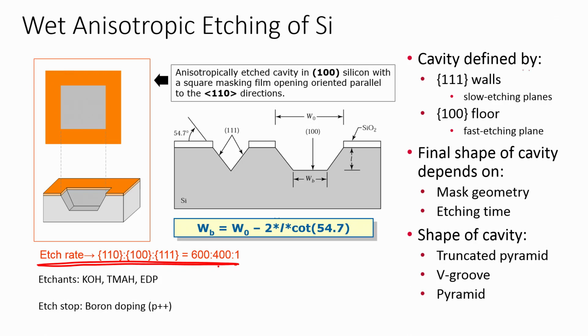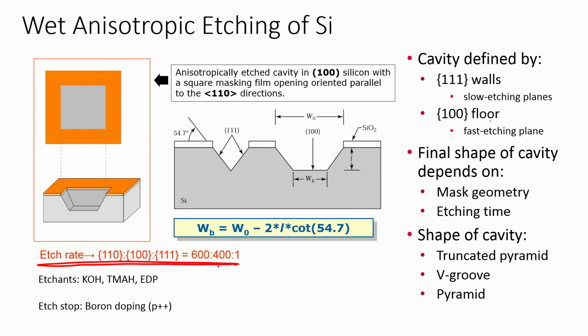So, the cavity walls are 111 planes, which are slow etching planes, while the floor, which is 100, is a fast etching plane. The floor is faster, and the cavity walls would be slow because of the 111 crystal orientation.